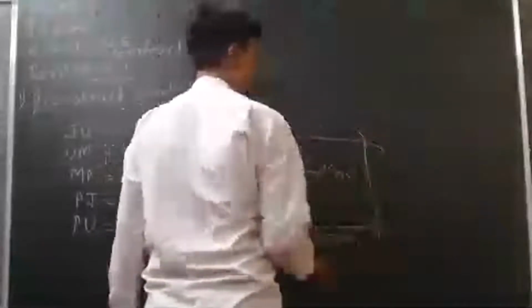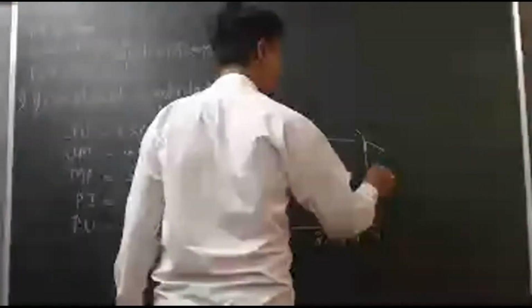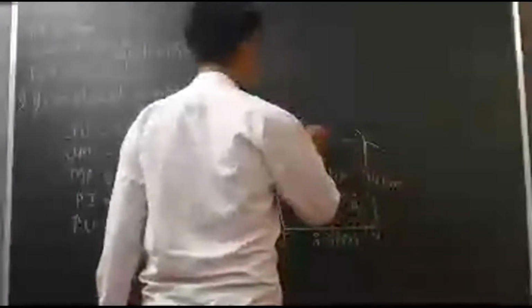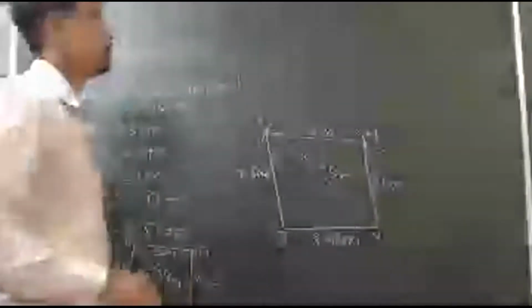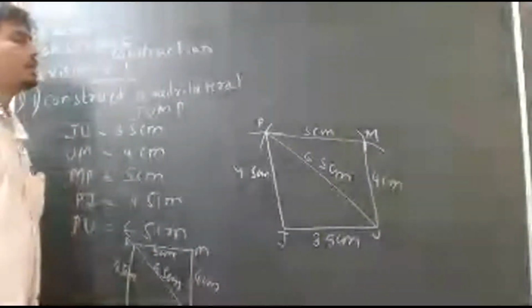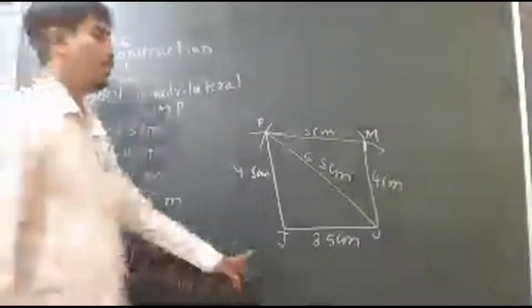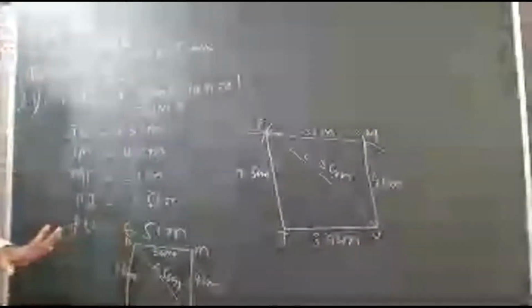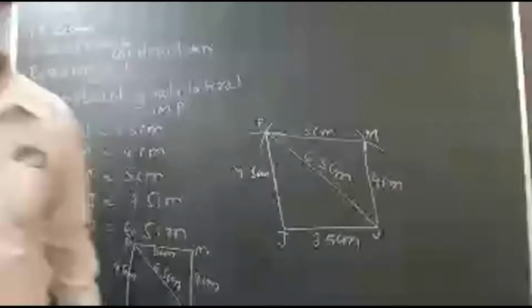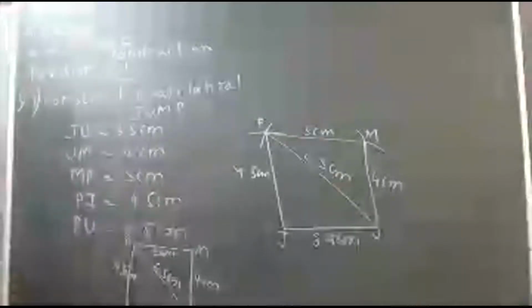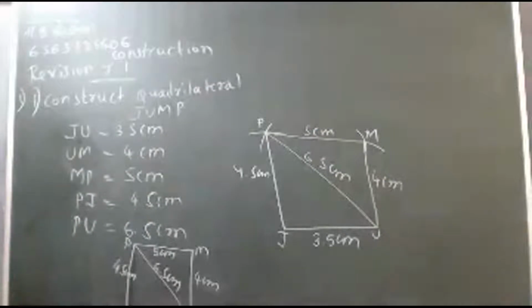The diagram goes like this. For this, I should label it as 4 centimeter, and for this, I should label it as 5 centimeter, and the arcs which I have drawn are like this. J, U, M, P. It is a quadrilateral. Diagonal PU is 6.5.